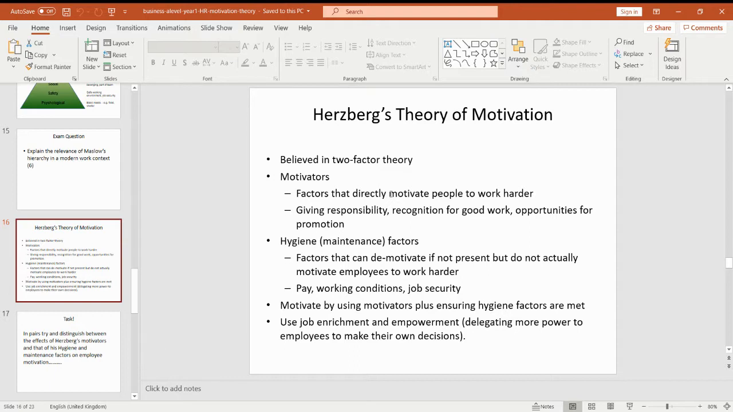If you are recognised, if your boss comes up to you and says, well done, that was a fantastic piece of work, or well done, you did really, really well on that particular pitch, you're going to feel really good about yourself. And as a result, that is going to translate into higher productivity. You're going to work harder, you're going to go above and beyond. However, as well as the motivating factors, Herzberg also believed that hygiene factors had to be satisfied.